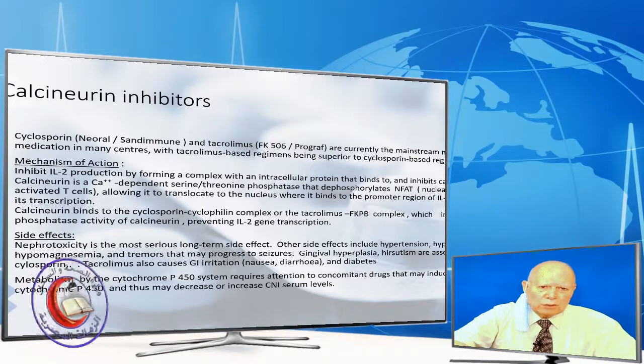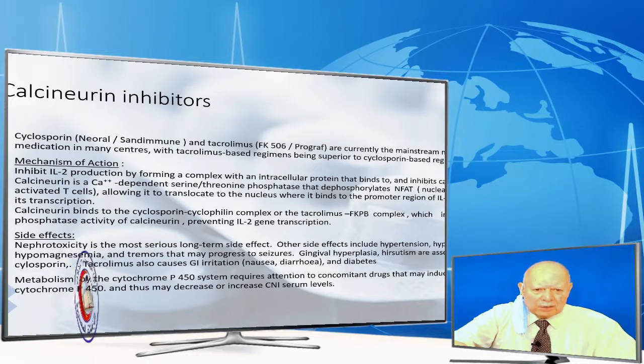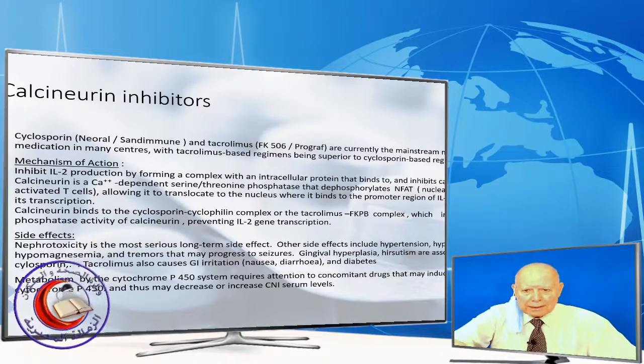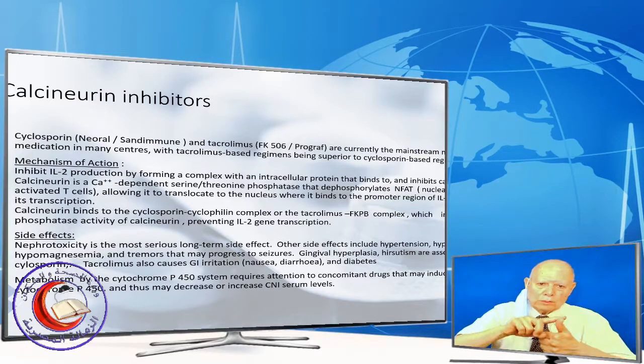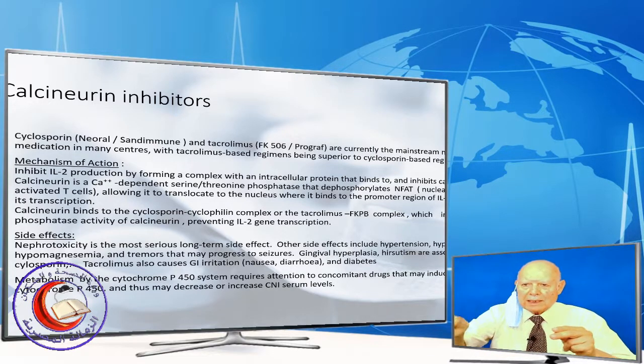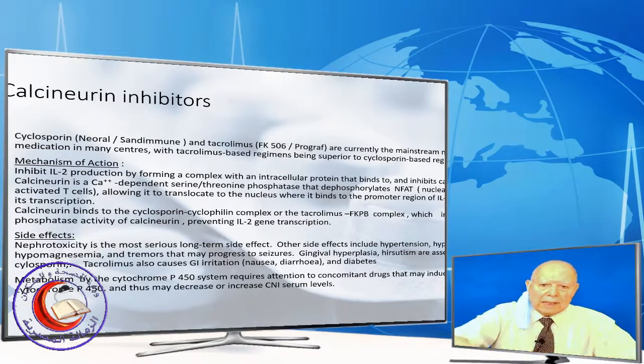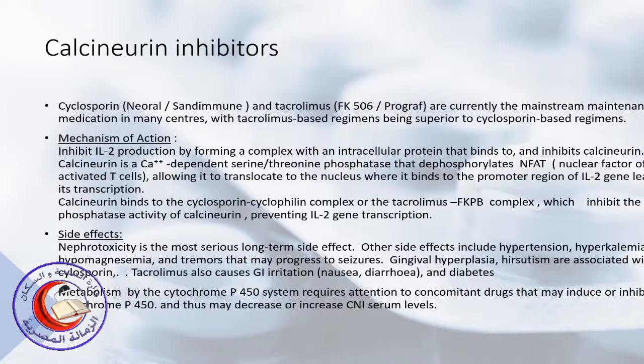The cyclosporin or the calcineurin inhibitor inhibits interleukin-2 production by forming a complex with an intracellular protein that binds to and inhibits calcineurin. So we have cyclosporin or tacrolimus binding to an intracellular protein, and this intracellular protein inhibits calcineurin. Calcineurin is a phosphatase. It is an enzyme that splits phosphate groups from its substrate. Therefore, it dephosphorylates NFAT. NFAT is nuclear factor of activated T cells.